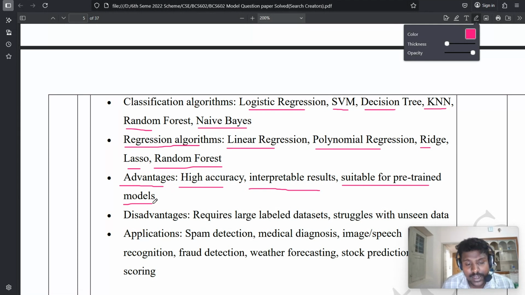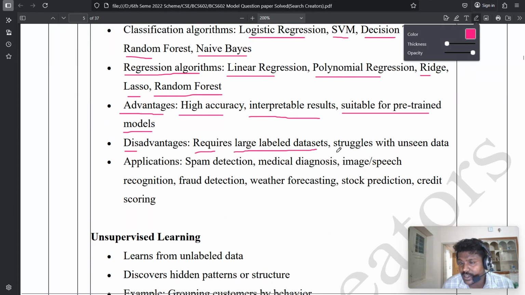Next, the disadvantages are that it requires a large labeled data set and struggles with unseen data. This is the main drawback of supervised machine learning. Requiring a large labeled data set means if you provide a cats or dogs data set, it will require a large number of labeled data. Also, a real-world application is spam detection.